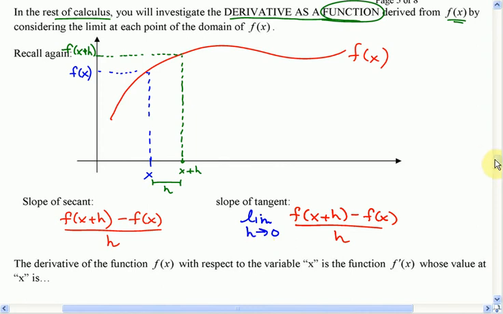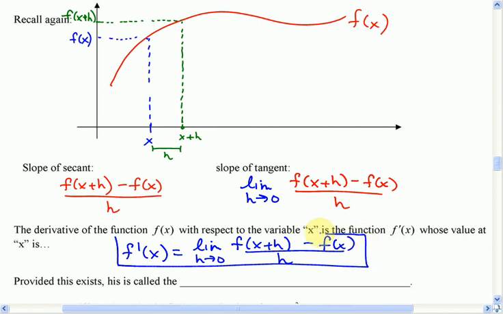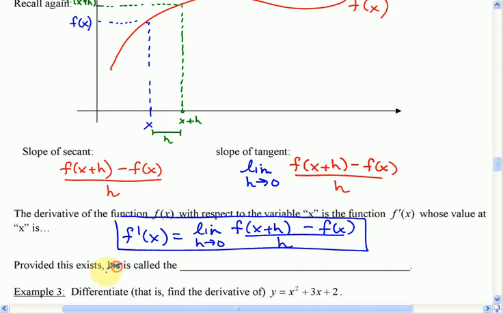And by the way, the derivative function, f prime of x, is really equal to the limit of h approaching 0 of f of x plus h minus f of x all over h. And this thing that I asked you to memorize, provided that this exists, has a special name. I made a mistake here. It's this, and it is called the definition of the derivative.